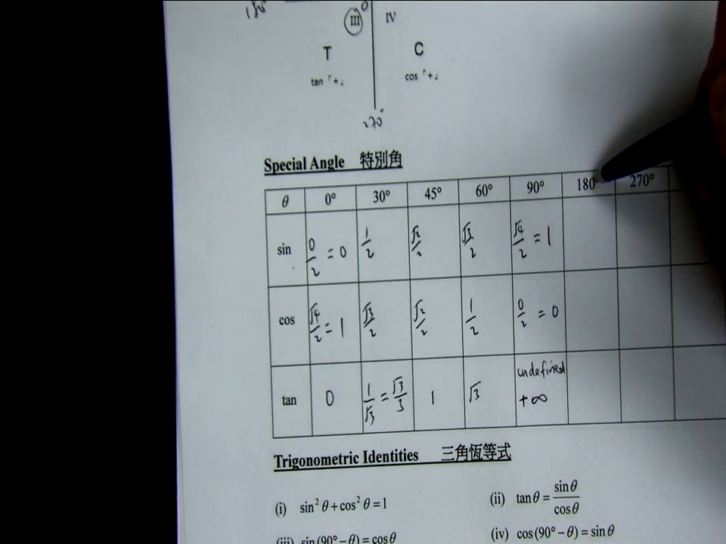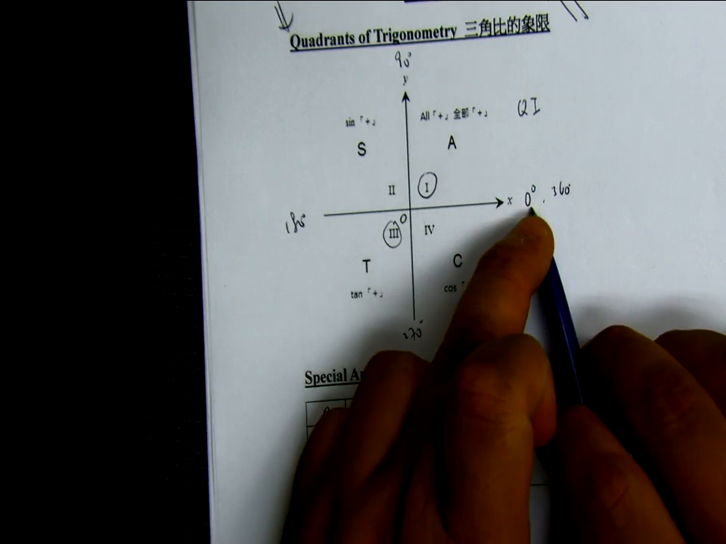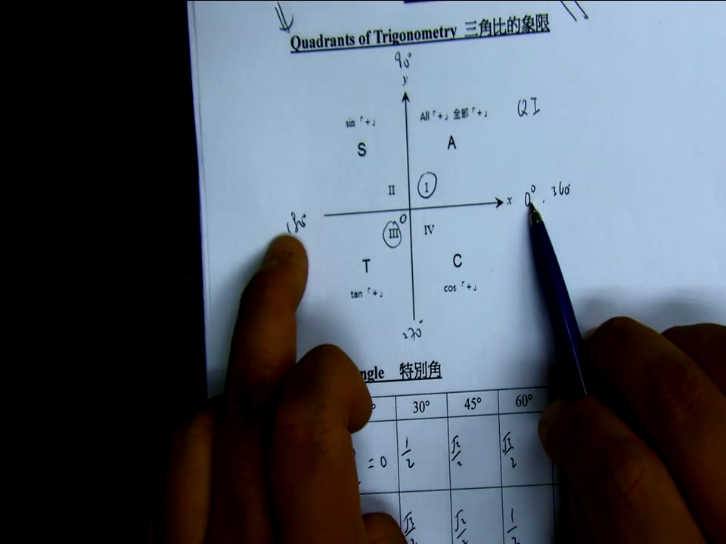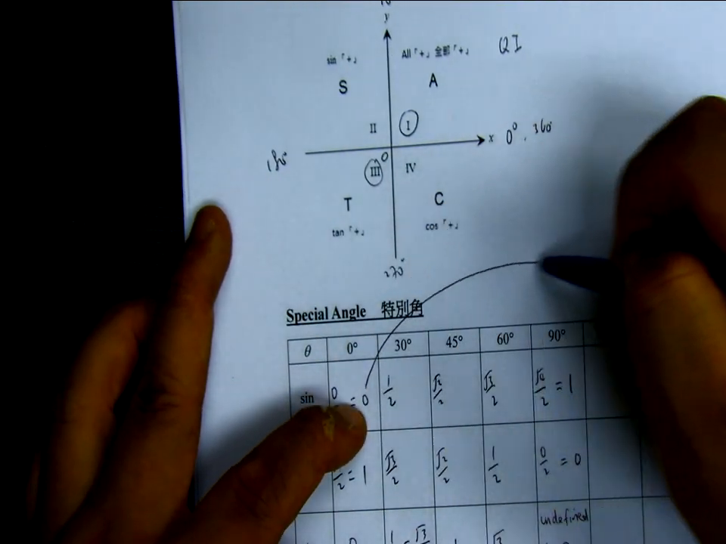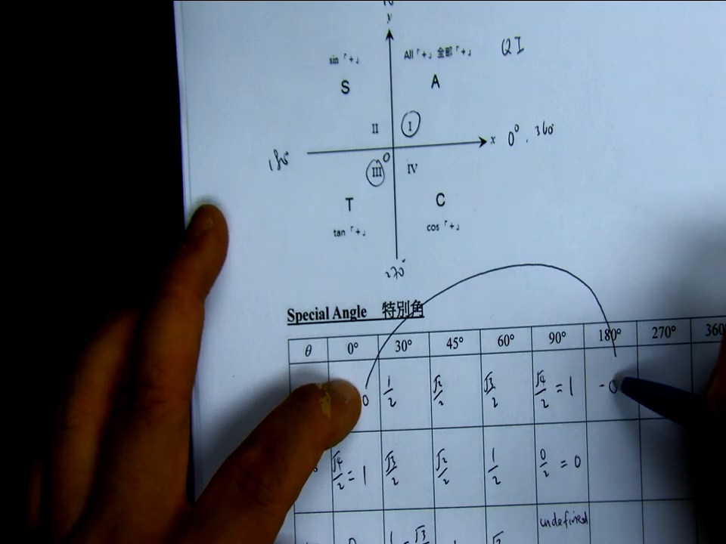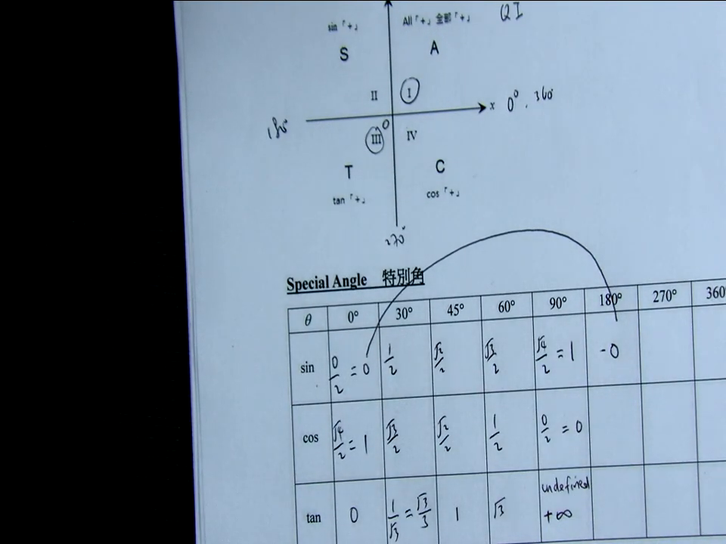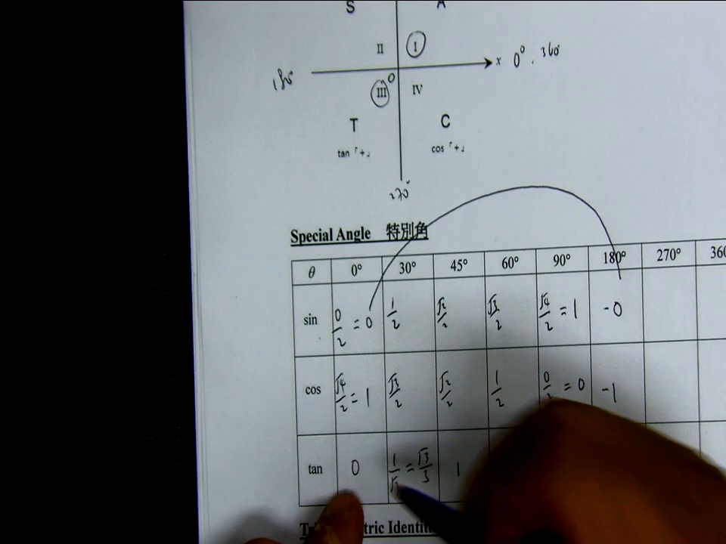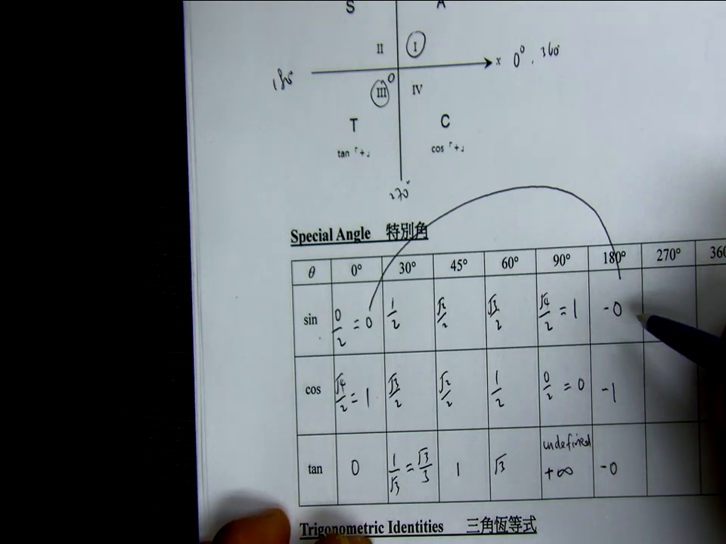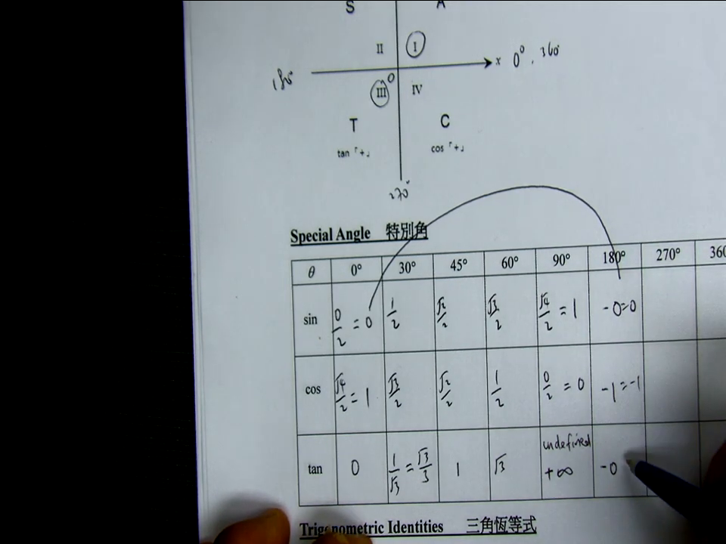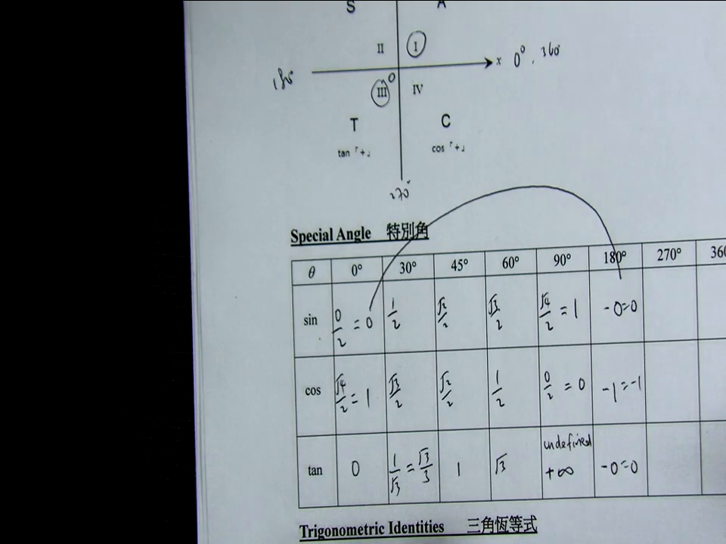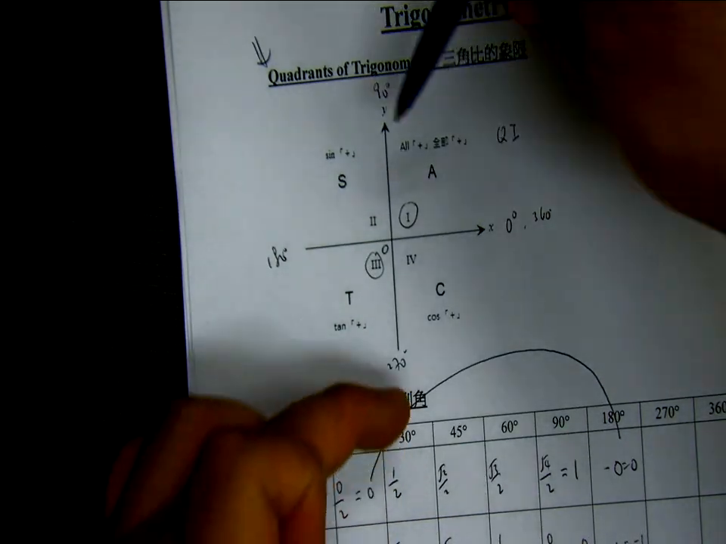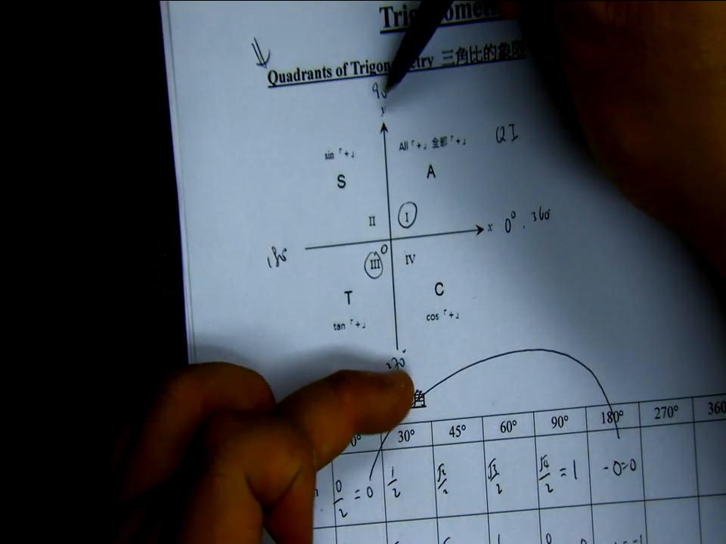How to remember 180? You see the diagram here. 0 degree, the opposite of 0 is 180. So this is 0, the opposite is minus 0. This is 1, the opposite of 1 is minus 1. The opposite of 0 is minus 0. But actually the values are 0, minus 1, 0. But you remember that 0 and 180 are opposite. The case is similar for 90 and 270. They are opposite, you see?